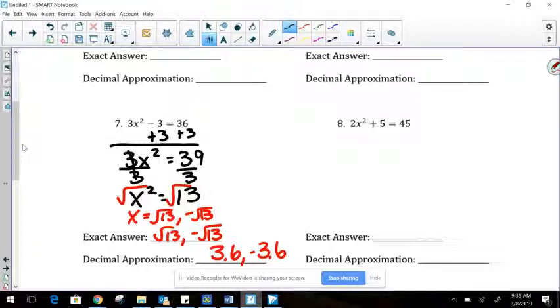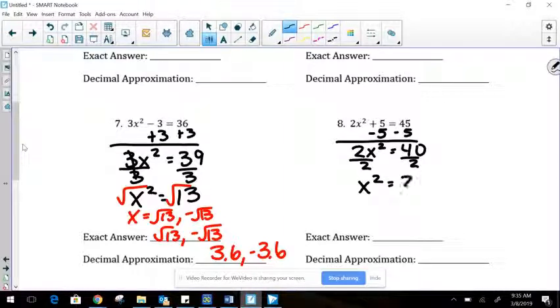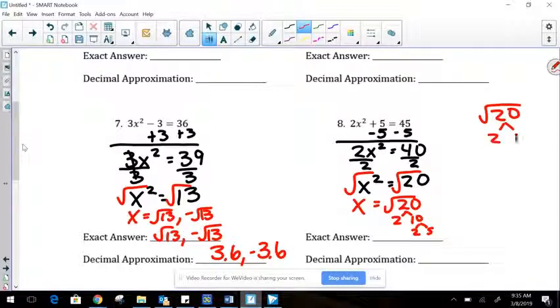So number 8, I'm going to subtract 5 first. So I have 2x squared is equal to 40. Divide both sides by 2. X squared is equal to 20. All right, next step, take the square root of both sides. X is equal to square root of 20. Can I break that down? I have what? 2 times 10 and 2 times 5. I'm going to rewrite this up here so I have a little more room. Square root of 20. Okay. 2 times 10, 2 times 5. All right, I have a pair of 2s.